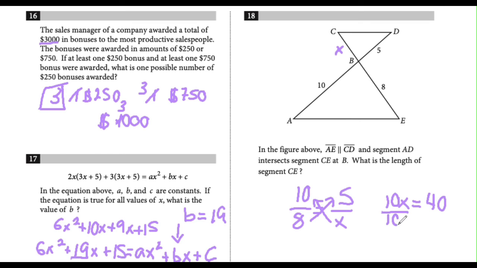To get x by itself, we need to divide each side by 10. And we're going to find that x equals 4. Remember, the point of this question is not to find the length of C to B, but to find the length of C to E. C to E is all of this here. So what we need to do is add 4 plus 8, which is the 2 lengths of both of those sides. And 4 plus 8 is going to be 12, which is our answer.